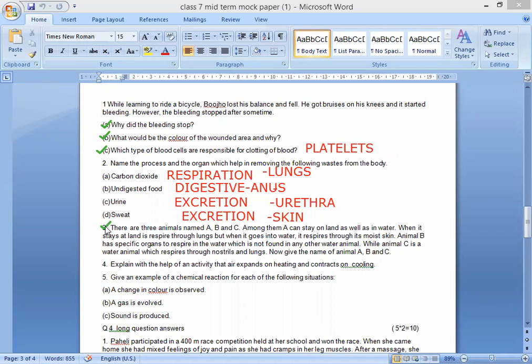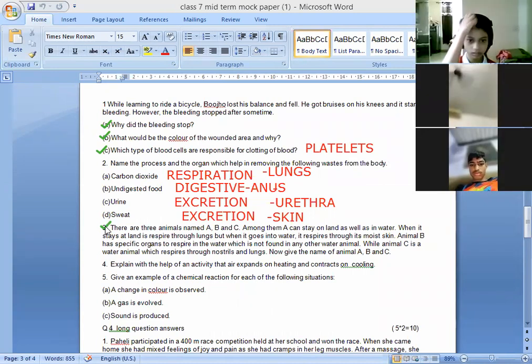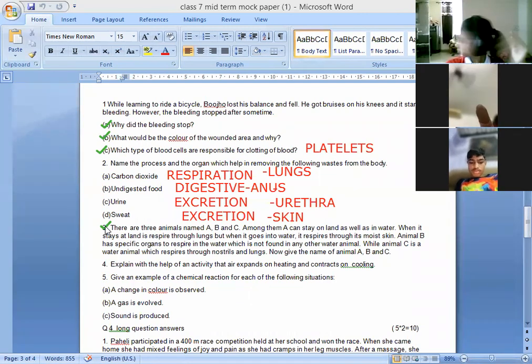Yes, number 3. There are 3 animals, A, B, and C. Among these 3 animals, A can stay on land as well as in the water. When it stays on land, it respires through lungs, and when it goes into water, it respires through its moist skin. Got the question? Can I have the answer? What does A stand for? Ma'am, A stands for frog. Very good.